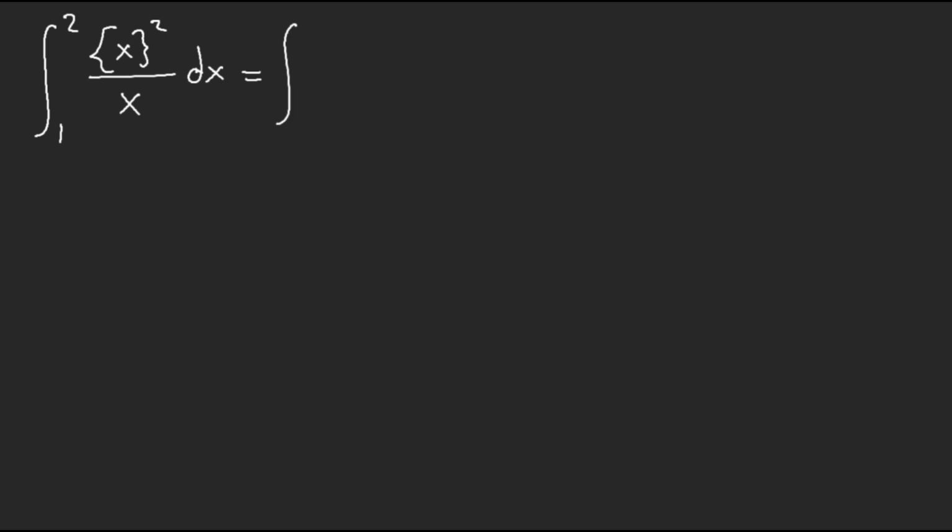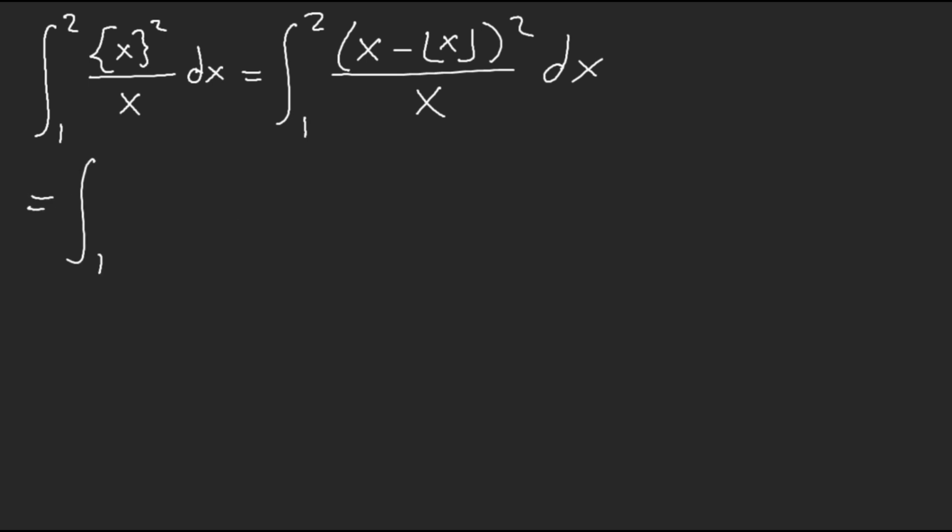This looks very complicated with fractional parts, so I'm going to turn that in terms of floor functions. Now it's easy to see that from 1 to 2, this floor function is just going to be 1. So this will equal the integral of (x minus 1) squared over x dx. And that's literally your integral.